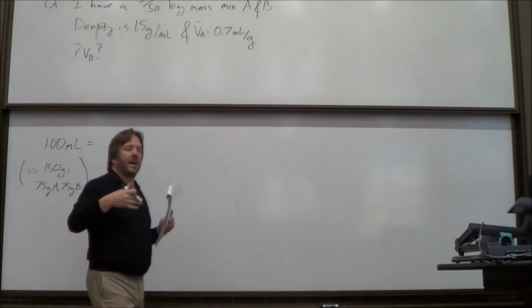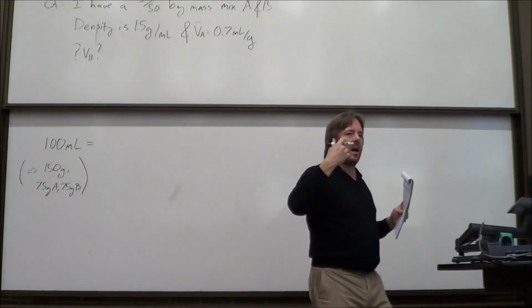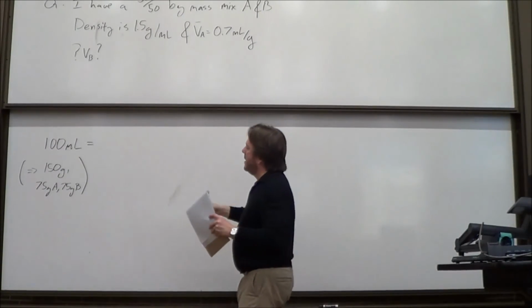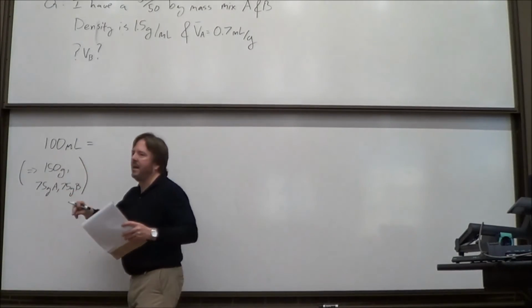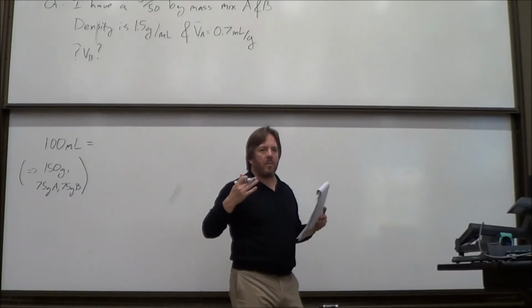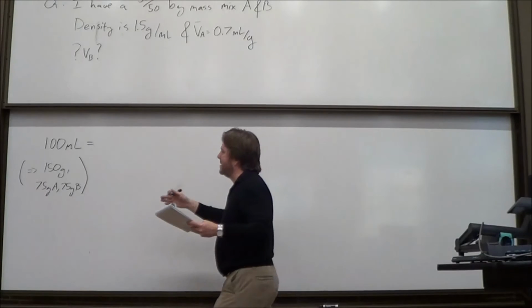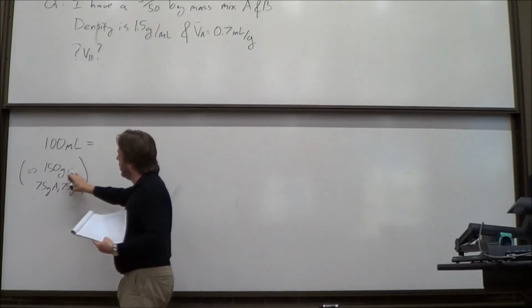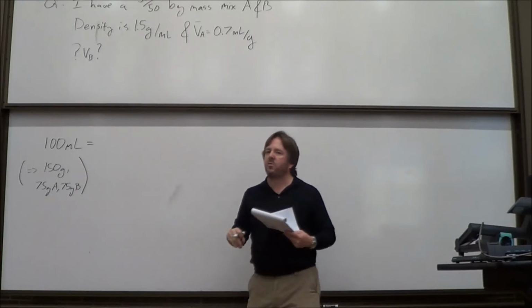Okay, so again, I'm just kind of writing things down. I'm going logically, just writing what I know. Now again, I was given the density. That's always a cue. Start making, just decide on something. I decide on 100 mils. It's a nice round number. That meant that I had 150 grams.